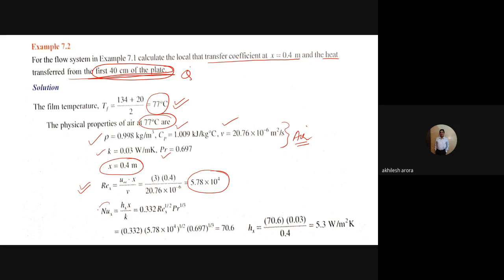And Nusselt number is given as 0.332 Reynolds number to power 1 by 2, Prandtl number to power 1 by 3. So we have all the values with us. From here, we can calculate the value of local heat transfer coefficient. It comes out to be 5.3. So if you have any questions, you can ask me.